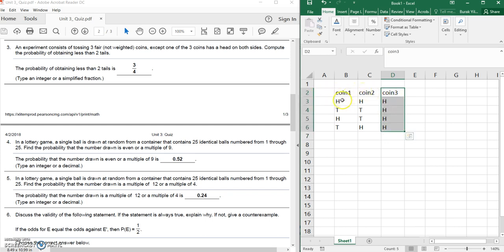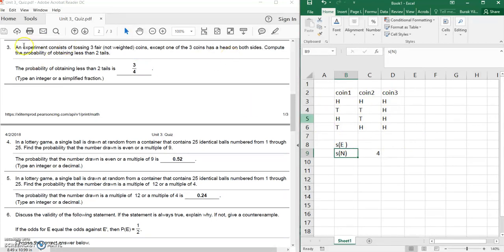So coin 1 and 2, they can be both heads, both tails, one head, one tail, but they can switch, right? 1 can be head, 2 can be tail, or the other way around. So we have, and coin 3 is always heads because both sides are heads. So we have 1, 2, 3, 4 possible outcomes. So our sample space is 4, right? Our sample space is 4 because there are 4 different combinations.